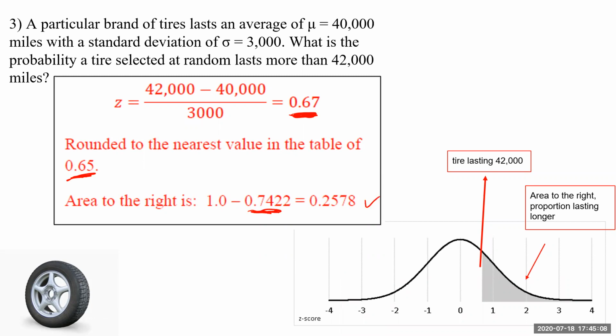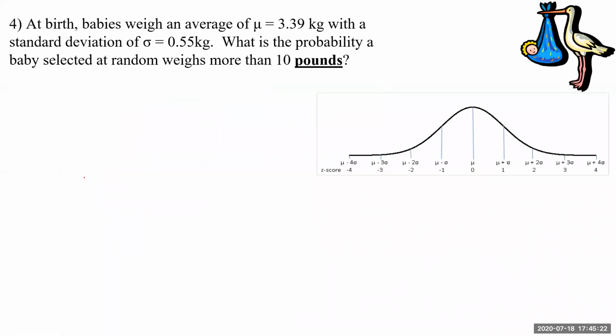So anytime you check a value on a table and you don't get the exact value of your z-score, you look for the closest, and the closest to that is 0.65. Okay, nice. Now we have that.